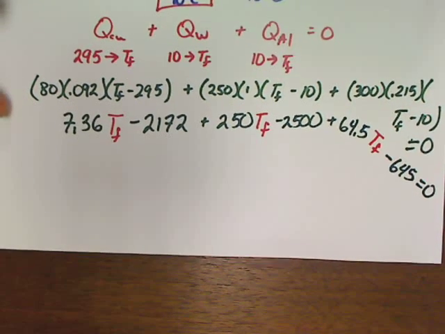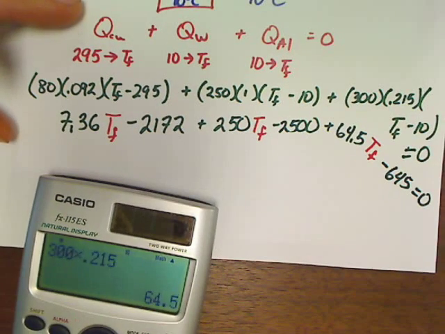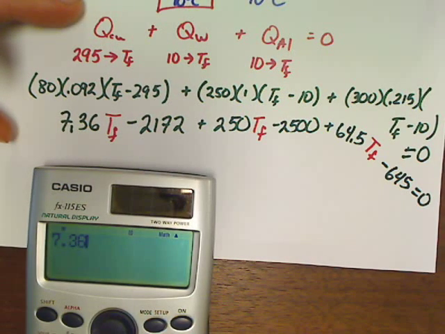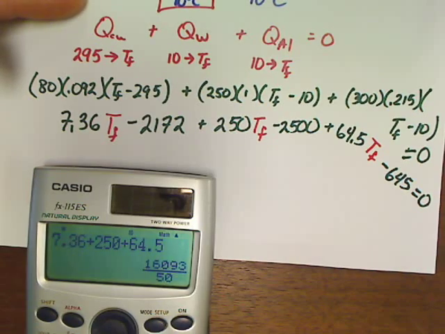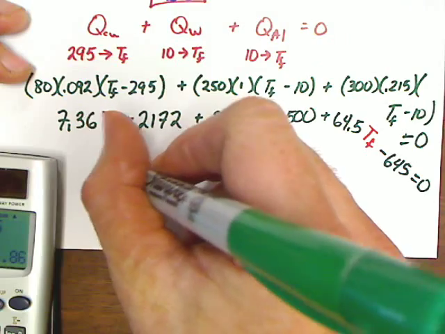Good grief. So this is where you should be. So combine your like terms. 7.36 plus 250 plus 64.5. So our terms combine to be 322.